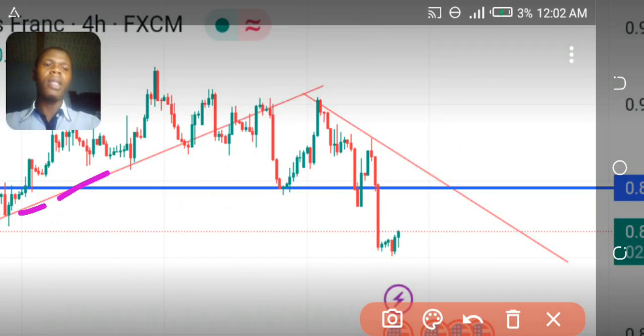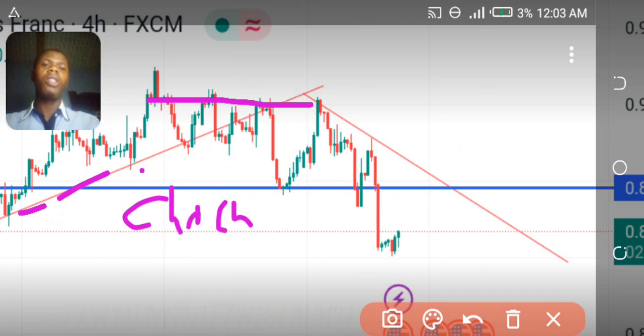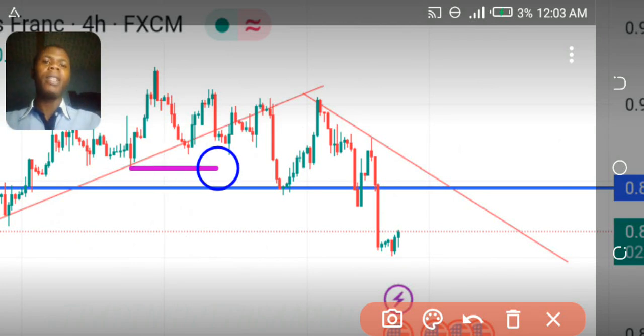Price did not take this high here. Don't forget, price did not take the high. So what did price do? This shows a market structure shift, or you can call it a break of structure. For advanced guys, I think they call it a change of character, CHoCH, change of character. So this shows us that the market has shifted.